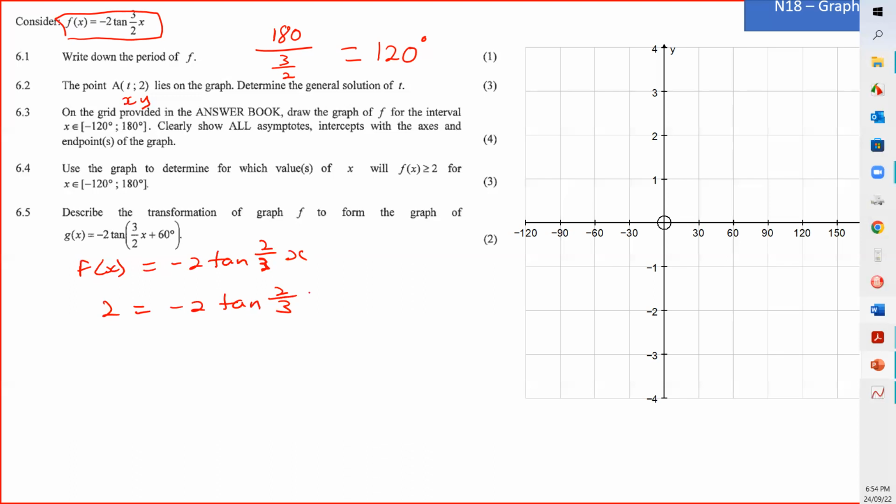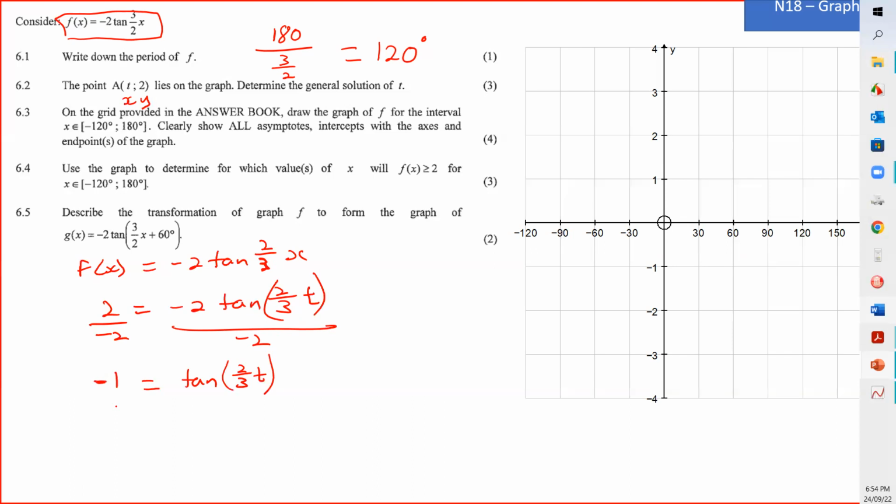And the x value is t. So firstly, I'm going to get rid of the -2 by dividing both sides by 2. And then I'm going to get tan 2/3t is actually equal to -1.